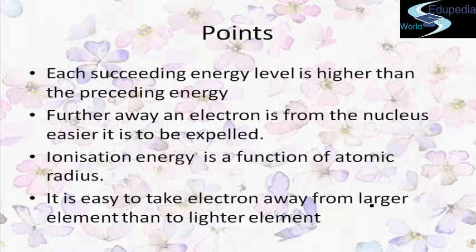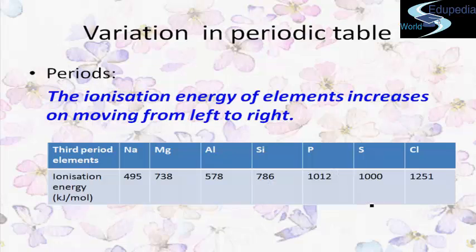So now let's discuss the variation of ionization energy in the periodic table. First, we shall take the variation of ionization energy with respect to periods. The ionization energy of an element increases on moving from left to right. Friends, this trend is not regular. There are some bumps.